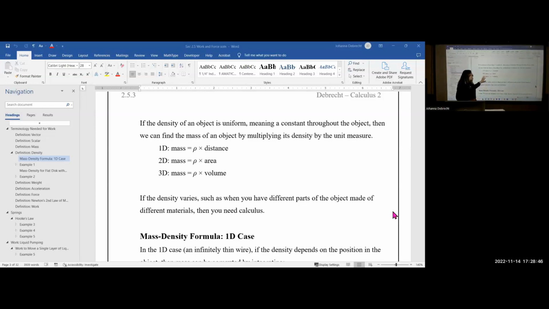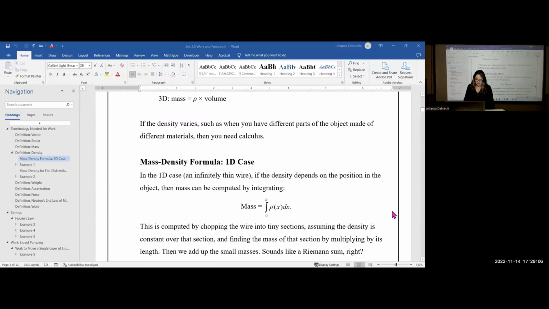And then if we want to compute mass for lifting water out of tanks, then we have volume. So to get the mass, we take the density of water, which is 1,000 kilograms per cubic meter, and we multiply by the volume of water that we have. And that will give us the mass of the water.